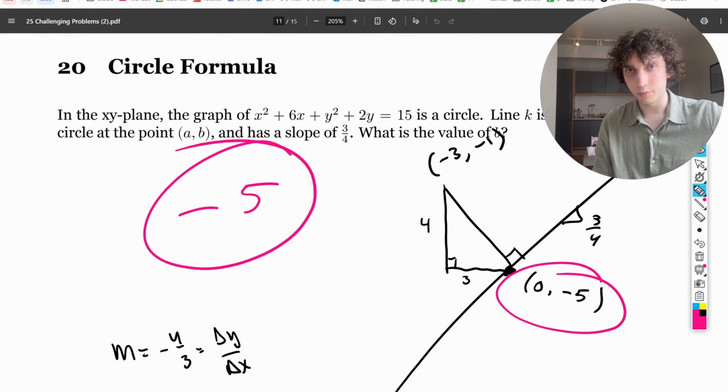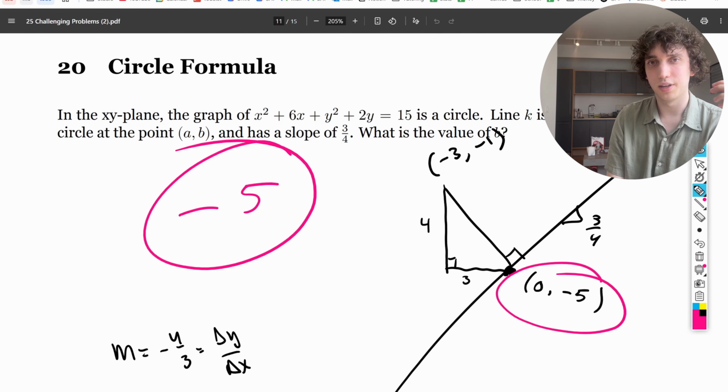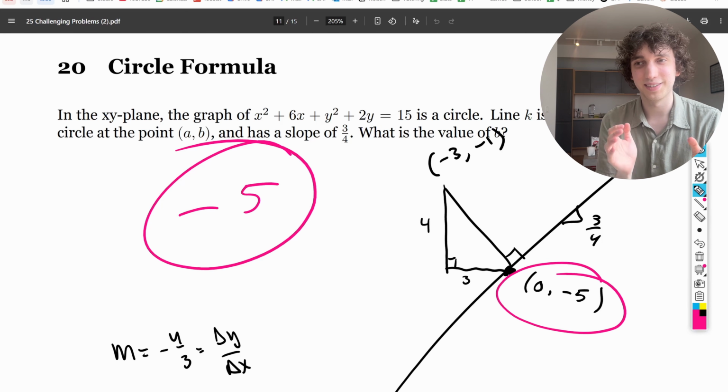Unlike some of the previous questions, this exact format has not been asked before, at least to my knowledge, on past SATs. But I think I've designed this problem such that if you're comfortable with it, you're in good shape for SAT tangent line problems. And if you're not comfortable with this, then you're not in good shape.